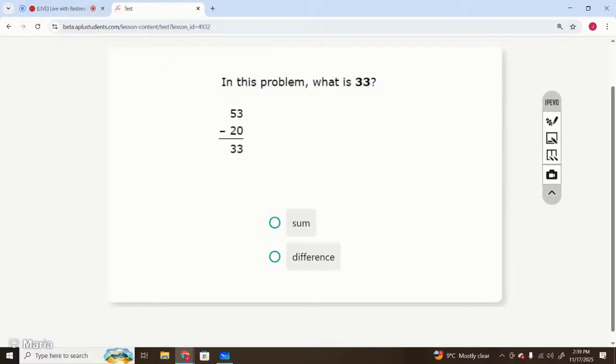In this problem, what is 33? So, which is the correct option? 33 is the difference of 53 and 20. Difference it is. In this problem, what is 23? 30 take away 7. So we are subtracting, right? 23 is the difference of 30 and 7. That is difference.